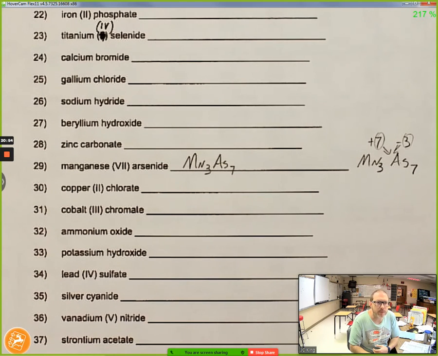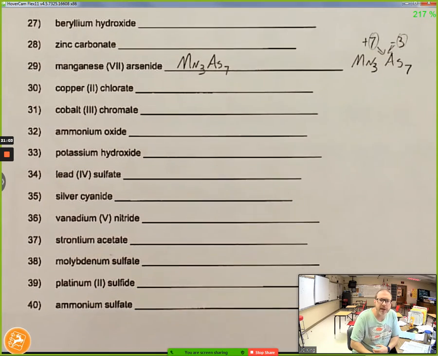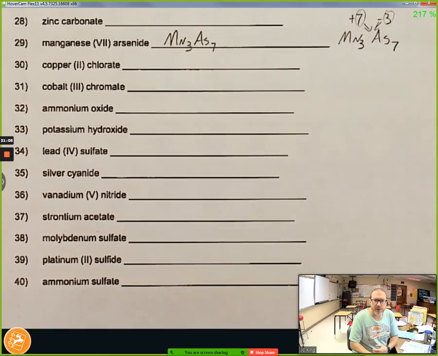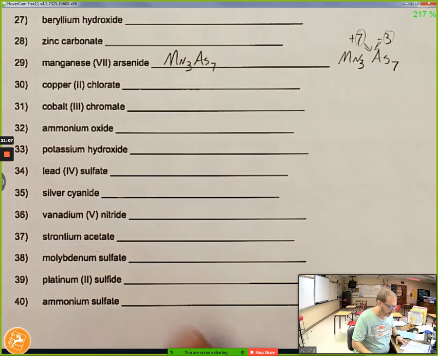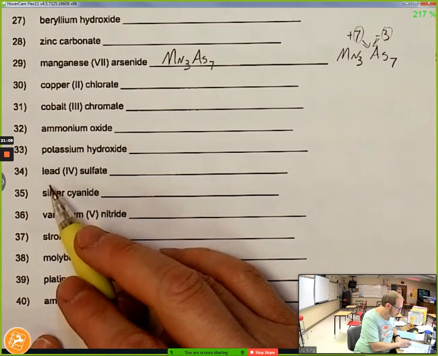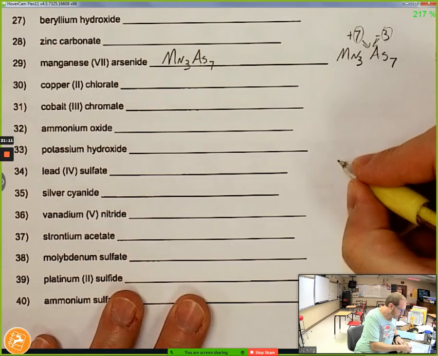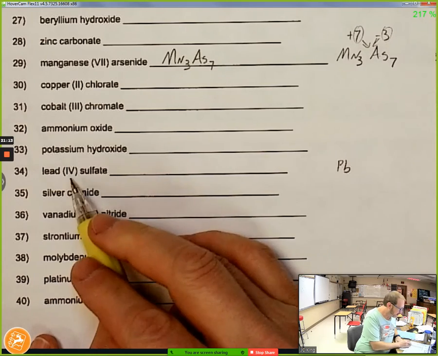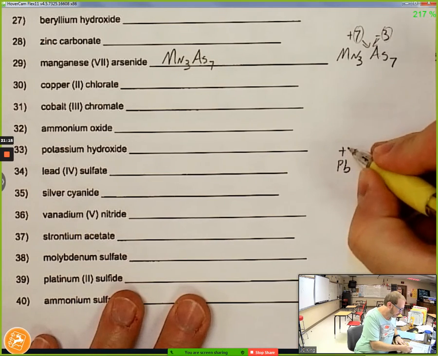Let me see. Some other ones are in the chat here. So 34 got several votes. I think I'll look at 34. Okay. Let's do number 34, which is lead 4 sulfate. So I'm going to find the symbols for both. Lead is Pb, and the 4 tells me that it's going to have a charge of +4.